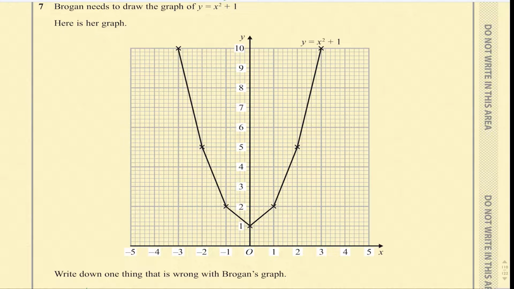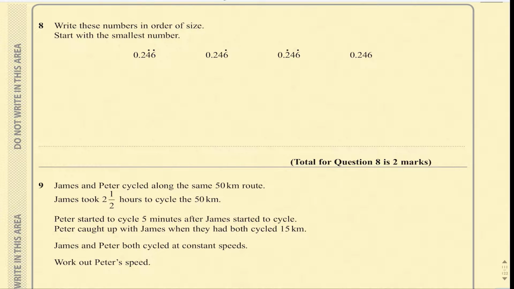So the lines should be curves rather than straight lines. So that's one thing that is wrong. That's obvious. Question 8. Write these numbers in order of size. Start with the smallest number.